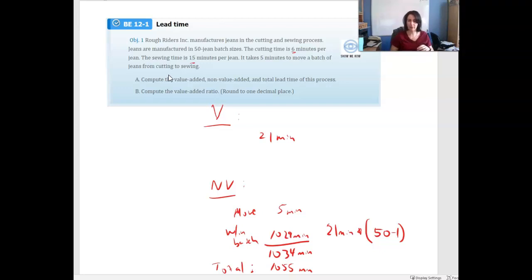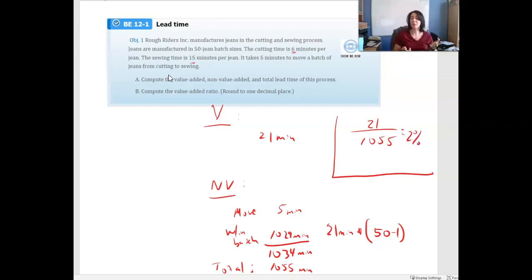All right, so the last part of this, I'm going to have to do it over here because I'm out of space. It asks you for the value-added ratio. Well, the value-added ratio is the value-added time divided by the entire lead time, right? So of this entire process, only 2% of it is value-added.